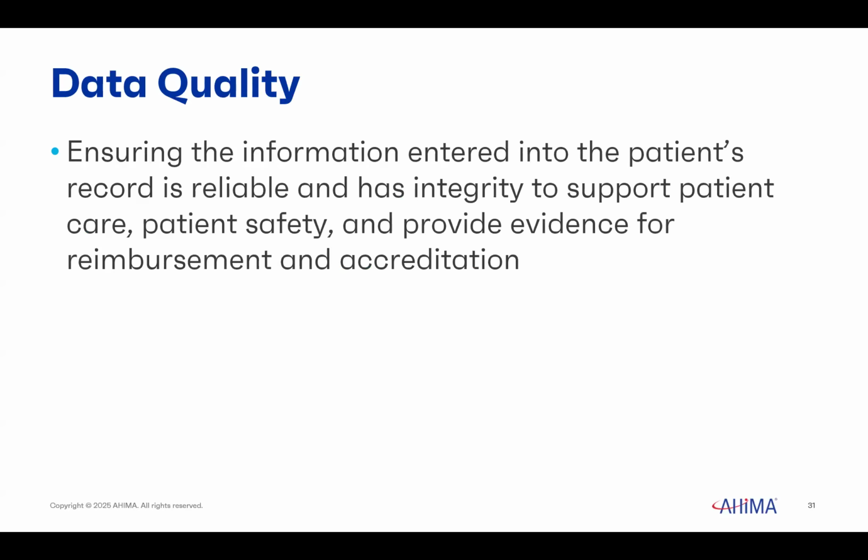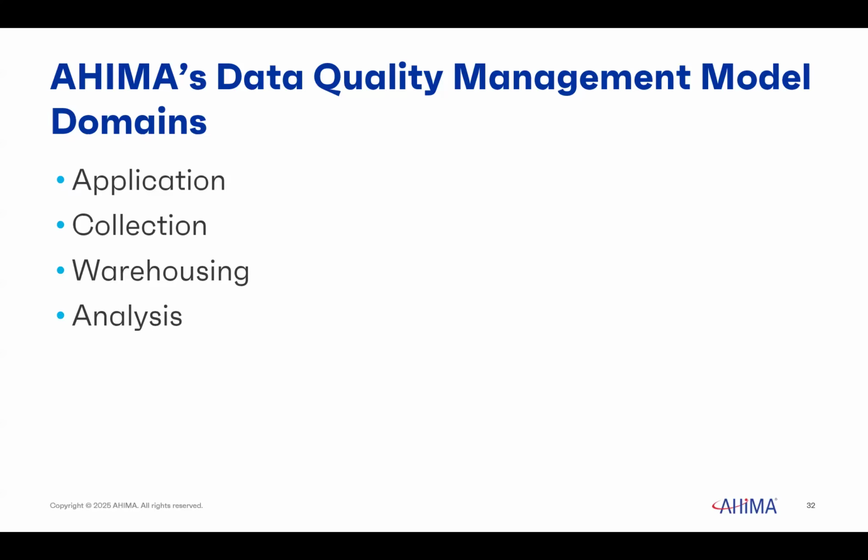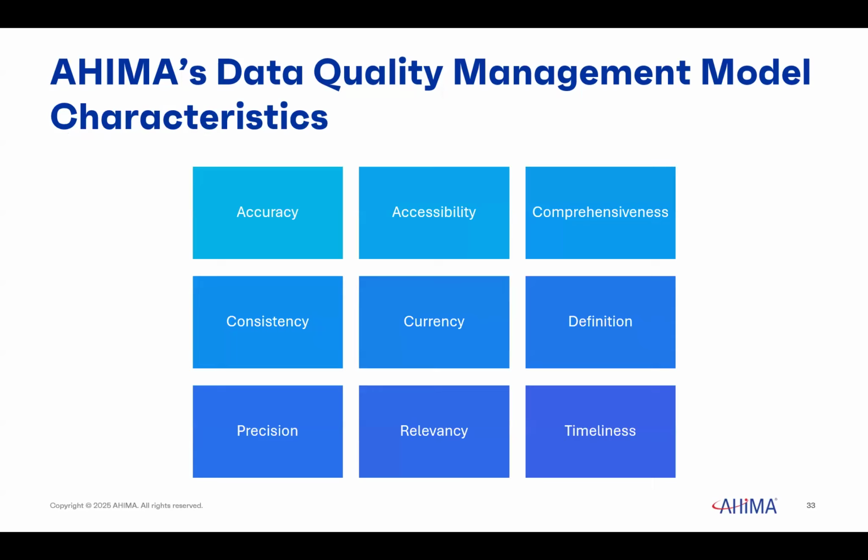Data quality ensures that the information that's going into a patient's electronic health record is reliable, it's accurate, and has integrity to support patient care. It supports patient safety, and it provides evidence for reimbursement, accreditation, and supports the basis for quality improvement. AHIMA's data quality management model domains are the applications, the collection, the warehousing, and the analysis. So again, this gives you some more things about some of the data quality management models.